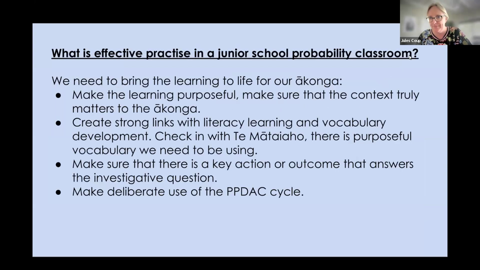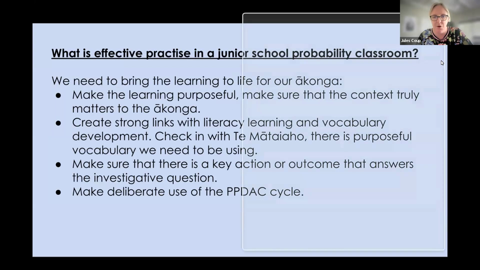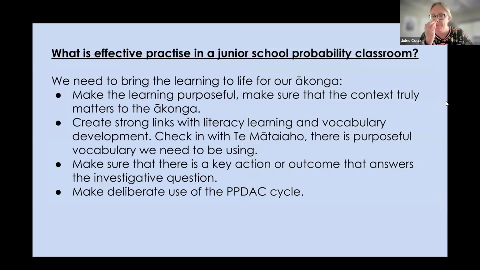All right. So first of all, we just want to take a moment to talk about what effective practice in a junior school looks like with regards to probability teaching.